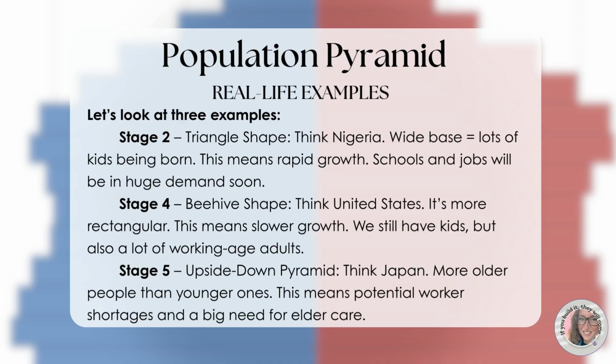Real-life examples. Let's look at 3 examples. Stage 2, triangle shape. Think Nigeria. Wide base equals lots of kids being born. This means rapid growth. Schools and jobs will be in huge demand soon.